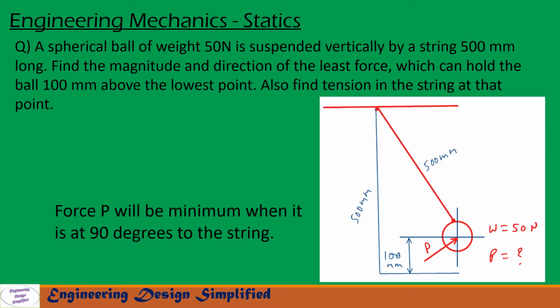Today's problem is a spherical ball of weight 50 Newton suspended vertically by a string 500 mm long. Find the magnitude and direction of the least force which can hold the ball 100 mm above the lowest point, as shown in the figure. Also find the tension in the string at that point. The hint for this problem is that P will be minimum when it is at 90 degrees to the string.